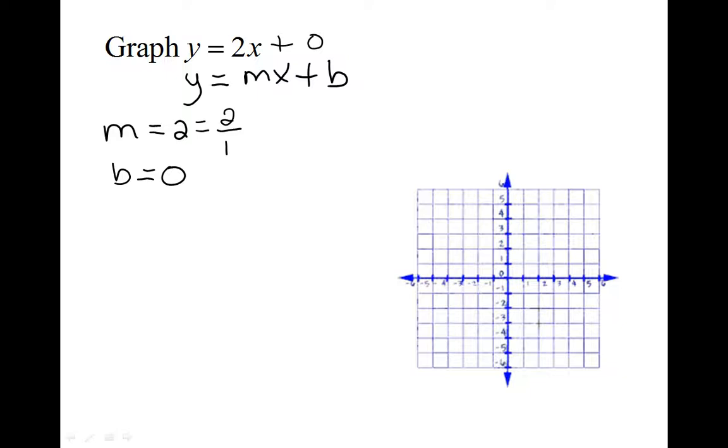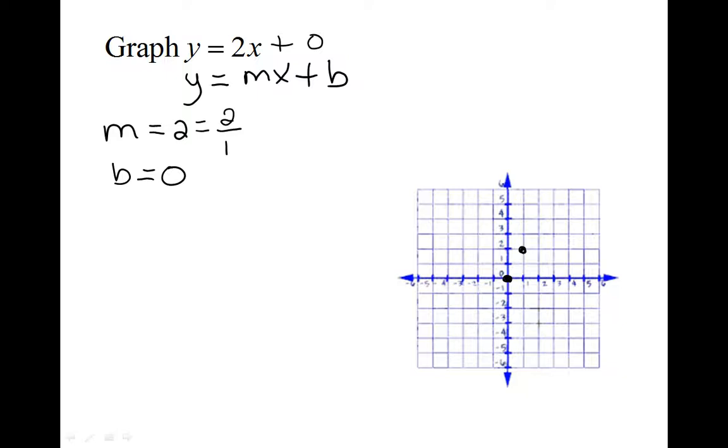So recall that to graph this line, we'll go ahead and plot our y-intercept. I'll do my best to graph this on here. So the y-intercept is at the origin, and then from that point, we're going to rise 2, run 1. We could continue to do that, rise 2, run 1.